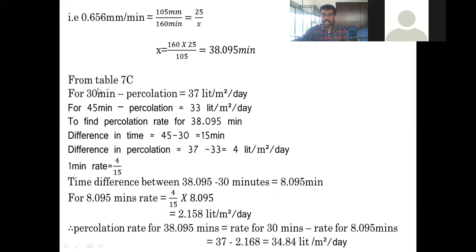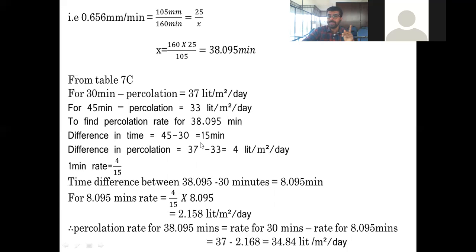From table 7C, we have found that for 30 minutes, percolation is 37 liters per meter square per day. For 45 minutes, it is 33 liters per meter square per day. So for 38.095 minutes, what will the percolation be? First, find the difference in time: 45 minus 30 is 15 minutes. The difference in percolation is 37 minus 33, equal to 4 liters per meter square per day. So for 15 minutes, it is 4 liters per meter square per day.